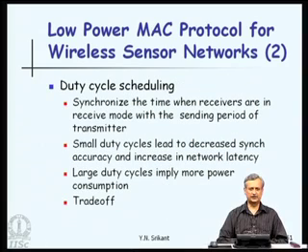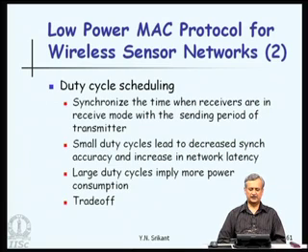So, duty cycle scheduling is a very important task in the low power MAC protocol. How does this work? It synchronizes the time when transceivers are in receive mode with the sending period of the transmitter. So, the receiver is on for a very short duration, and at exactly the same time the transmitter is also on, that is the assumption. If this happens, the transmitter transmits and the receiver receives, and then both of them sleep again.